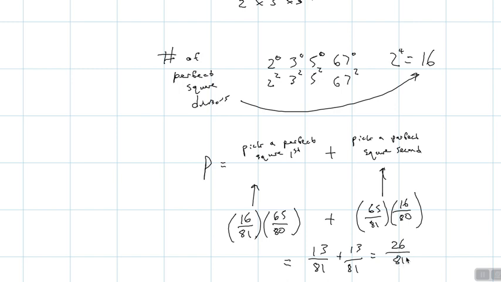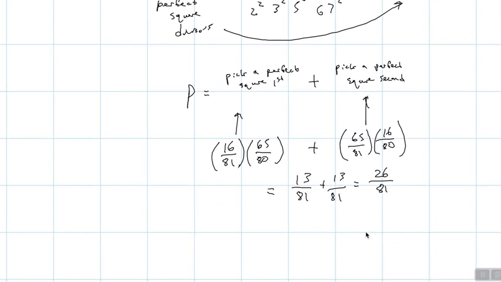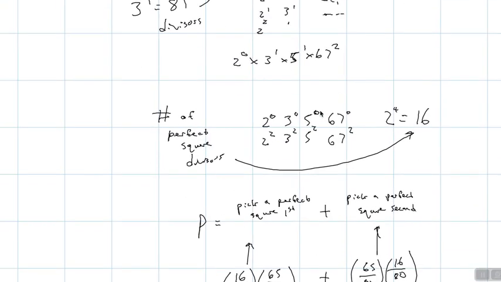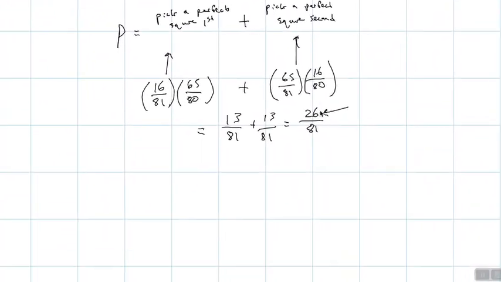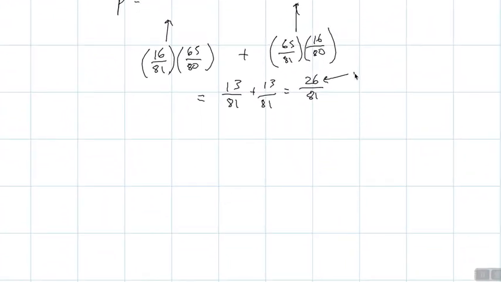These numbers are relatively prime. So therefore, it had m over n. So 26 is m, 81 is n. So therefore, m plus n is equal to 26 plus 81, which is 107, which is our answer.